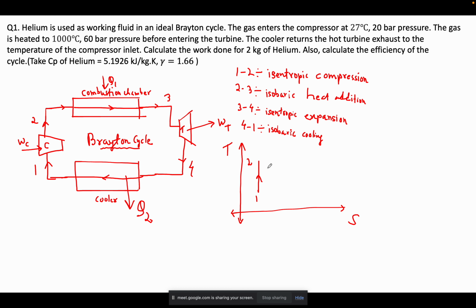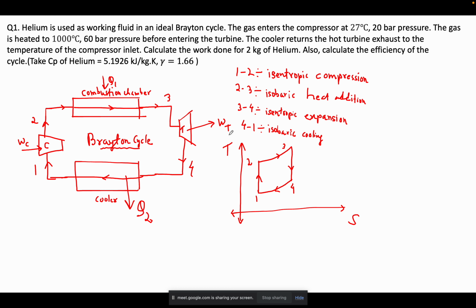Then constant pressure heat addition, so this is basically P equal to C, from 2 to 3. After that there is isentropic expansion, that means there will be reduction of temperature at constant entropy, this is 3 to 4, and then following the same slope as that of 2 to 3, this is your entire process.